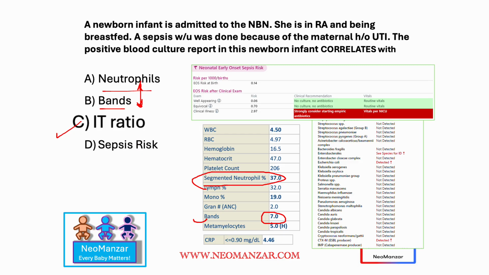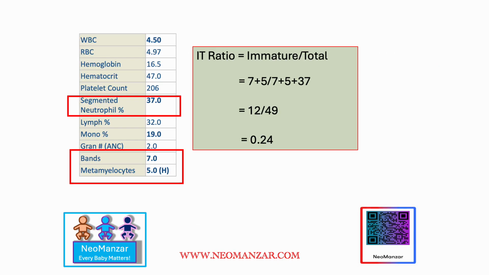So let's calculate. And if you guys remember, any ratio above 0.2 is showing shift to left. So here we are. So you remember that IT basically stands for immature to total. So that's the ratio. And here immature are bands and metamyelocytes, and mature are segmented neutrophils. So basically you add the immature, and you add all, which means immature plus the segmented neutrophils.